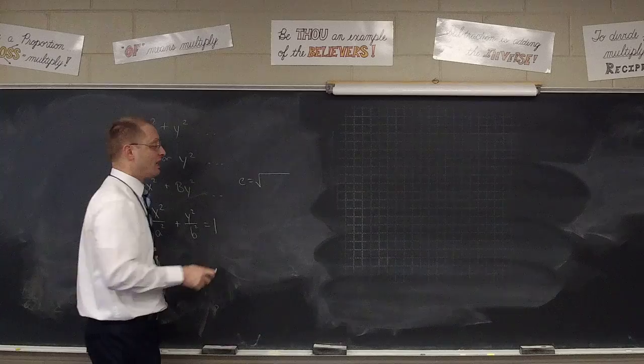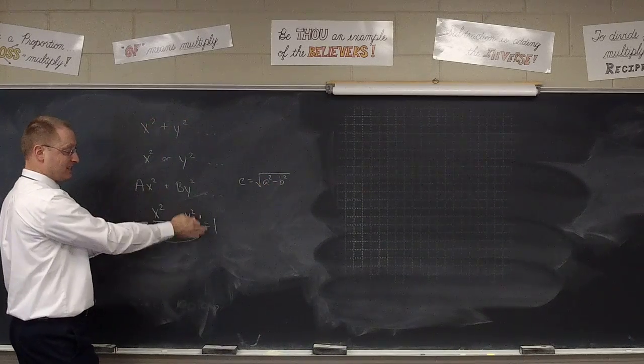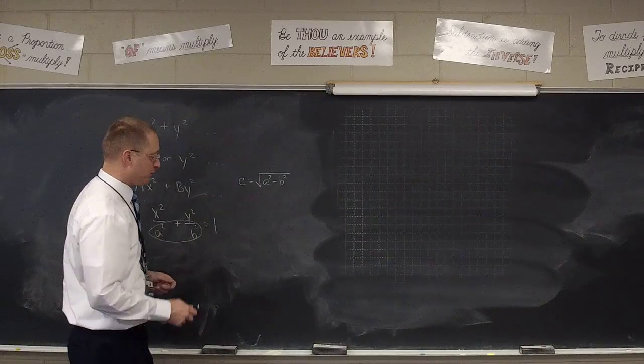A squared minus B squared. So we're going to take the denominators that we formed by setting the equation equal to 1, subtract, and take the square root of those squares. That gives us the focal length.